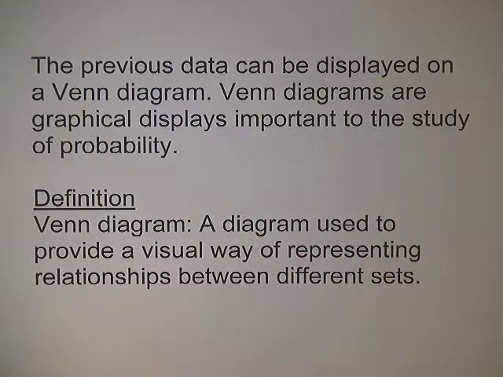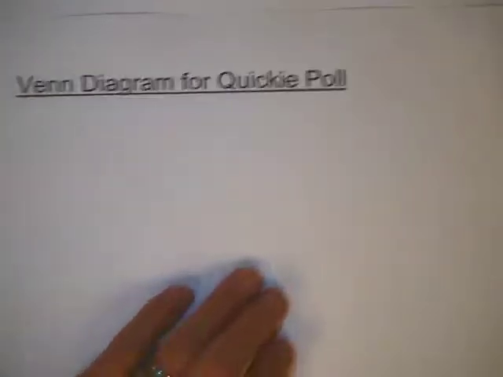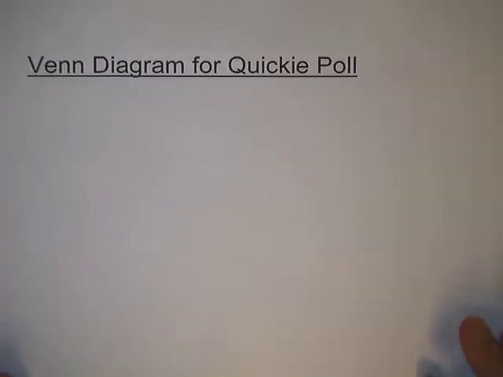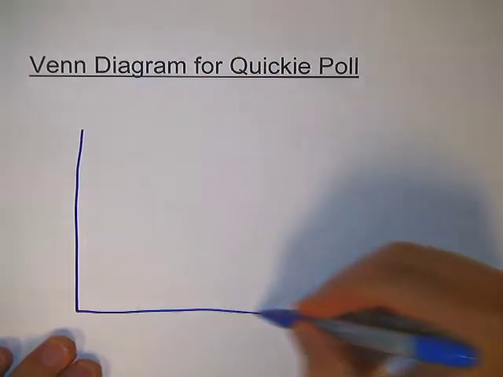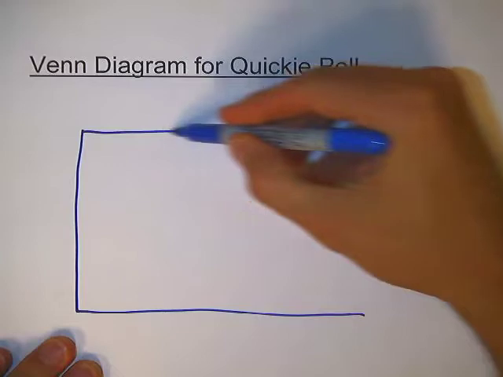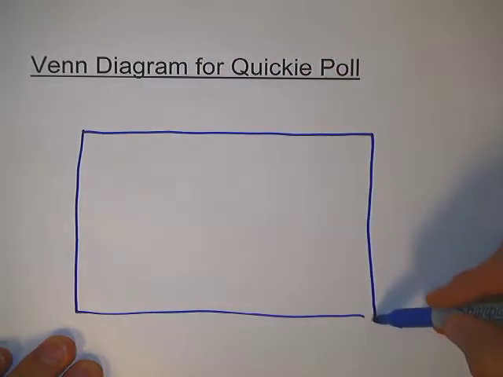Venn diagrams are graphical displays important to the study of probability. To define a Venn diagram, it's a diagram used to provide a visual way of representing relationships between different sets. When you construct a Venn diagram, what I always like to do is start with a rectangle. This rectangle is going to represent the entire sample space.